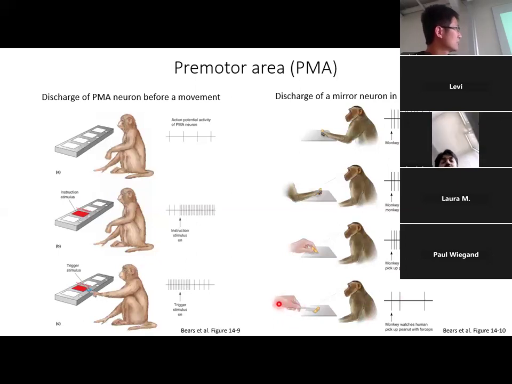But if the human experimenter picks up the peanut with a tool, so that's a different movement, then the neuron doesn't fire. So in this experiment, it seems that this mirror neuron fires both when the monkey does the experiment and when they observe the other monkey doing the experiment. Okay, so that is about the motor cortex.